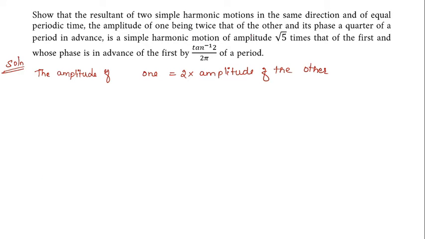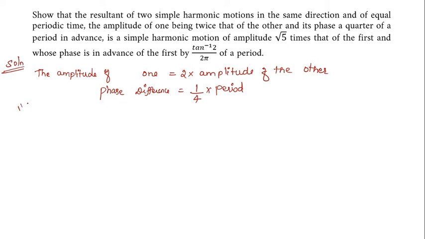Then the second condition they have given is the phase difference. The phase difference is a quarter of a period, that is 1 by 4th of the period. So we should know what amplitude, phase difference and period are, everything. Before that, turn the pages and recall what we learned about the composition of two simple harmonic motions in the same direction of equal periodic time.